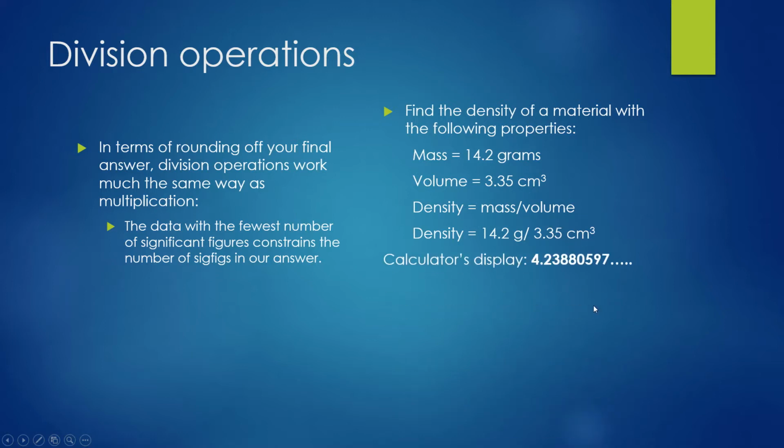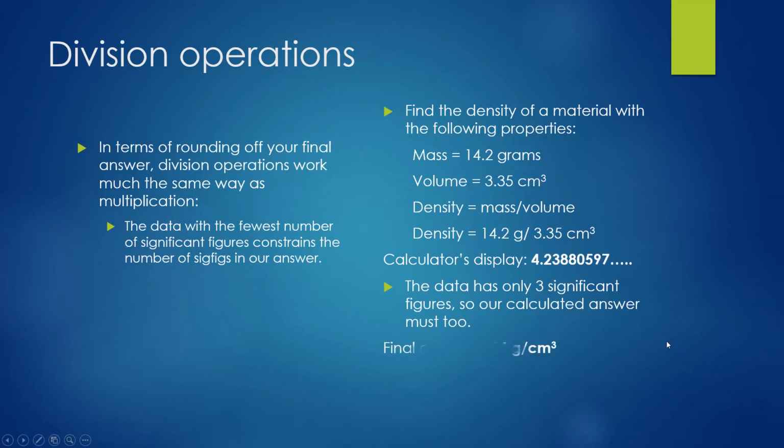Our calculator would display the answer like this. However, this is far too many significant figures to record. The data only have 3 significant figures, so that's the same number of significant figures our calculated answer must have too. Our final answer that we record would be 4.24 grams per cubic centimeter, 3 sig figs, because our data only has 3 sig figs.